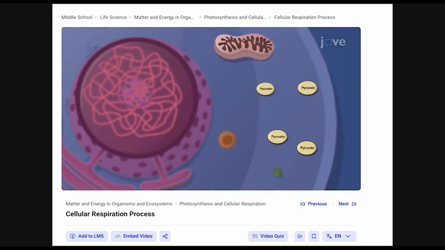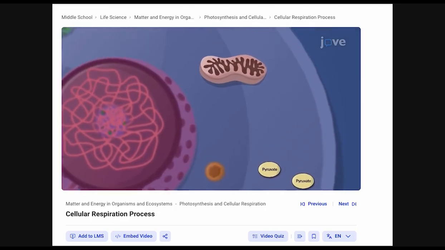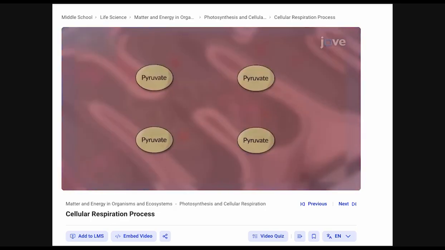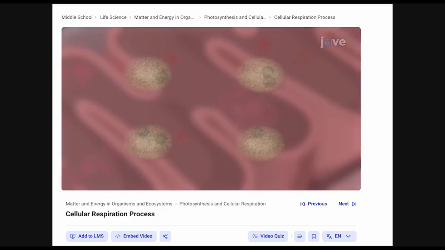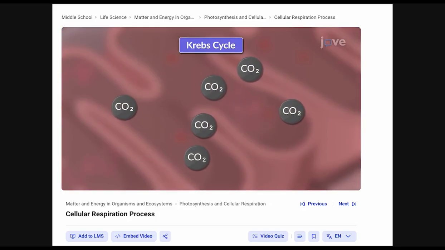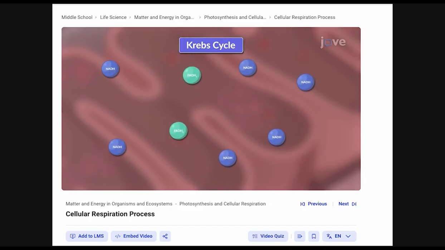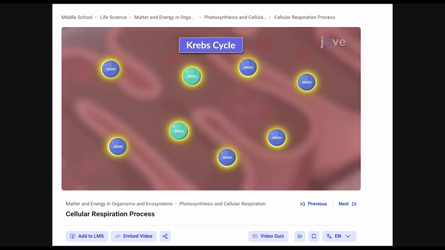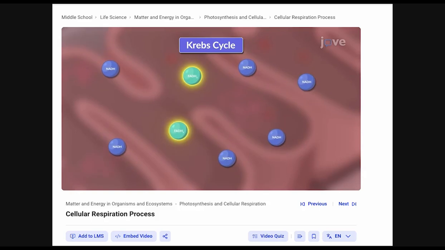Next, the pyruvate moves into the mitochondria, the cell's powerhouse. Here, pyruvate is further broken down through a series of reactions called the Krebs cycle, releasing carbon dioxide. The energy released during these reactions is transferred to special carrier molecules like NADH and FADH2.